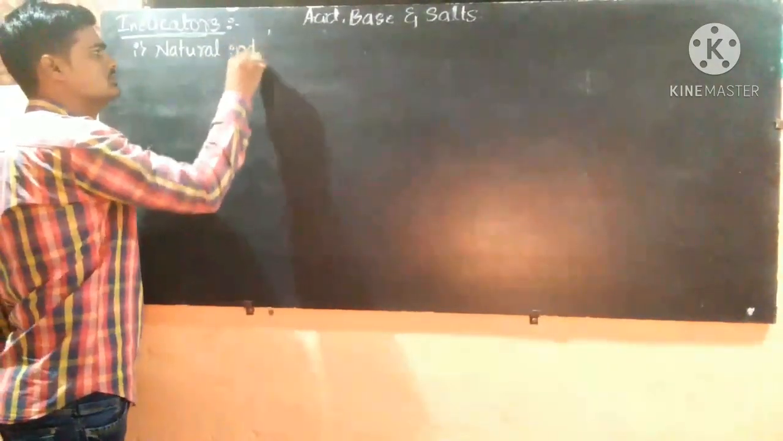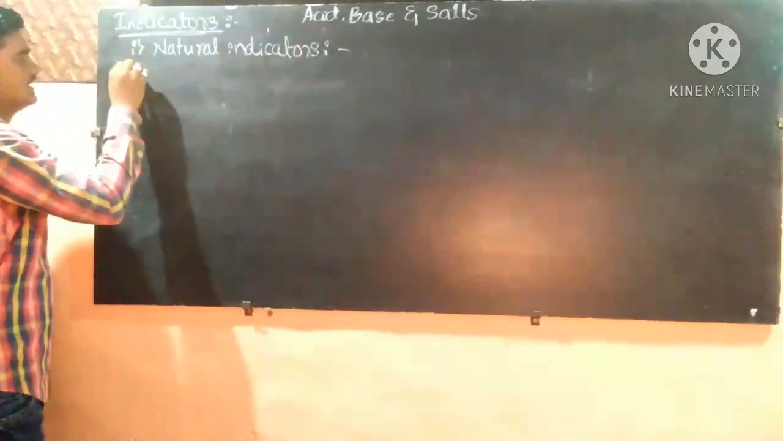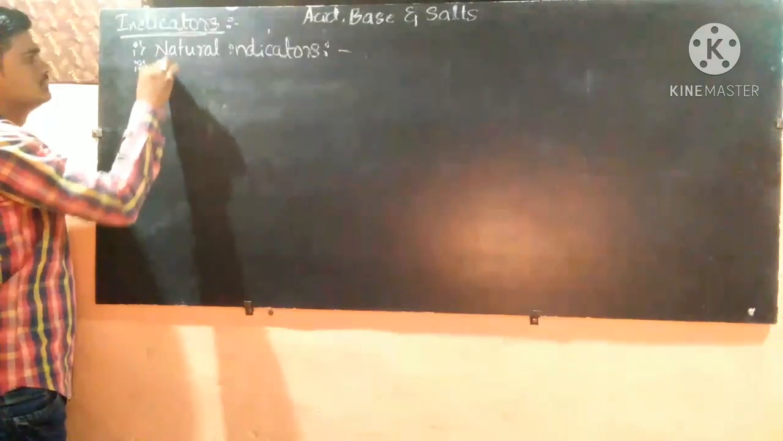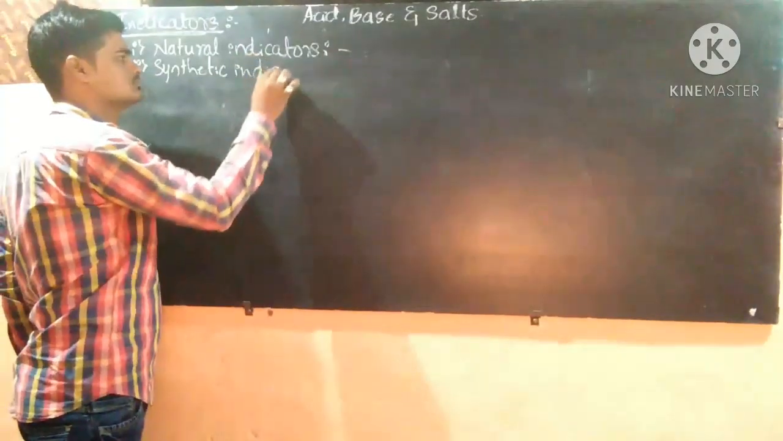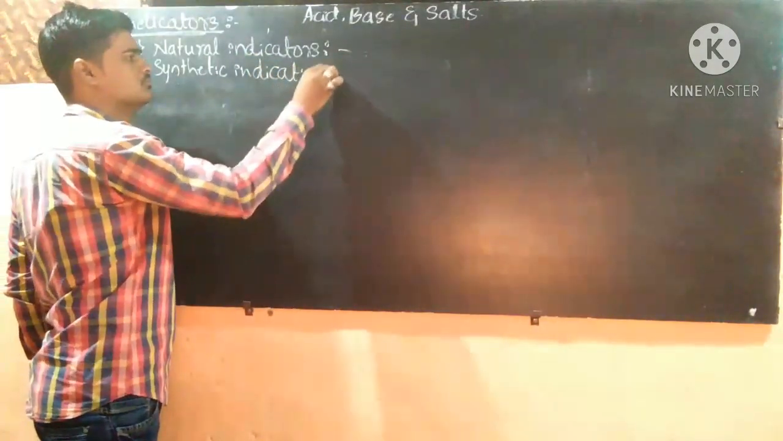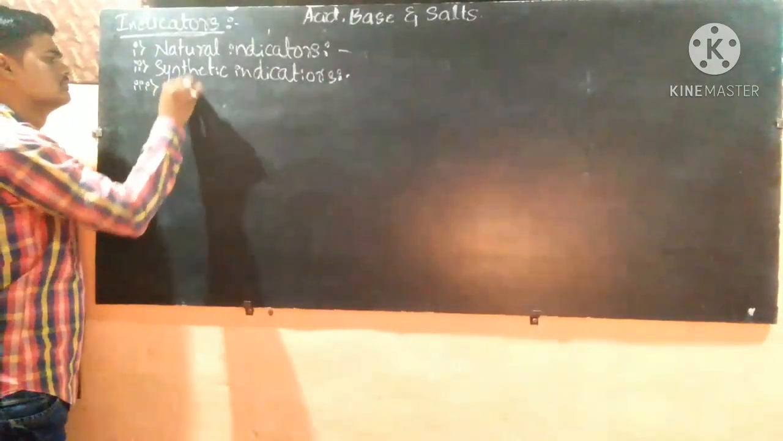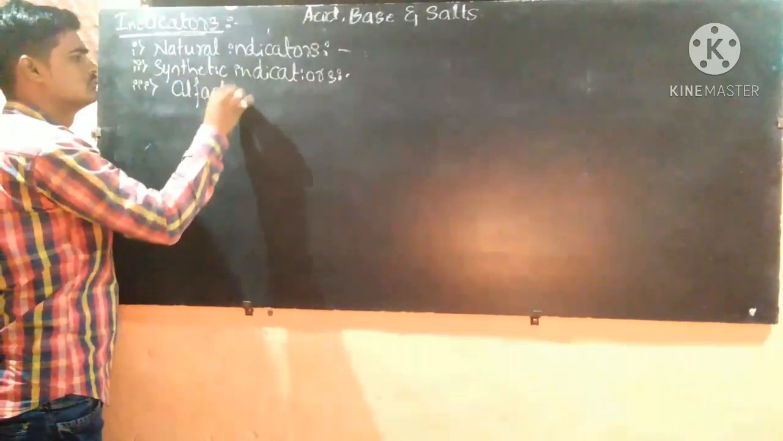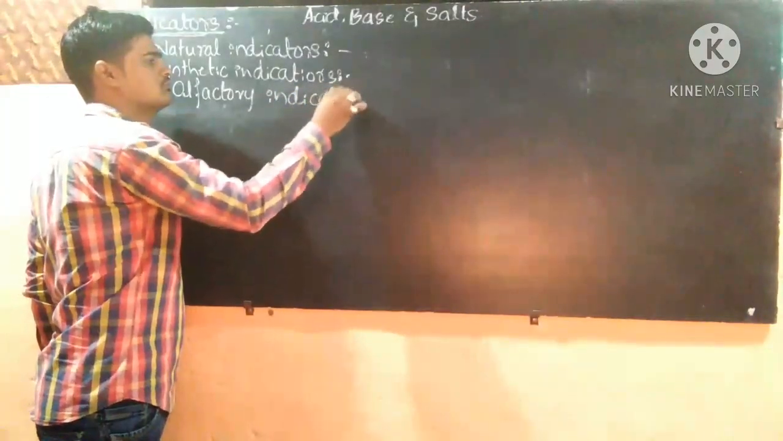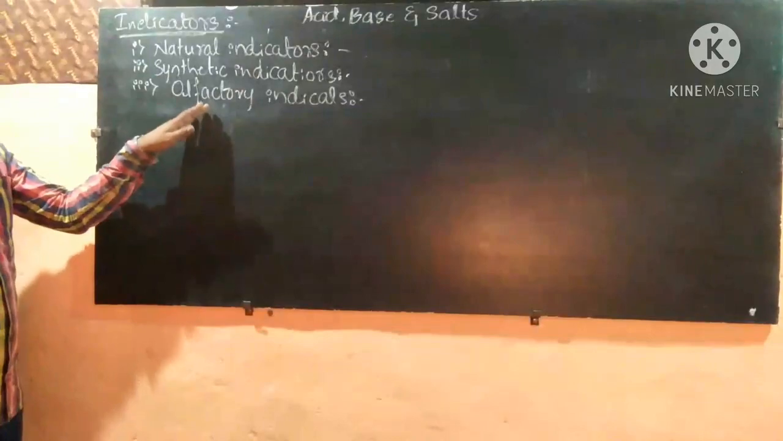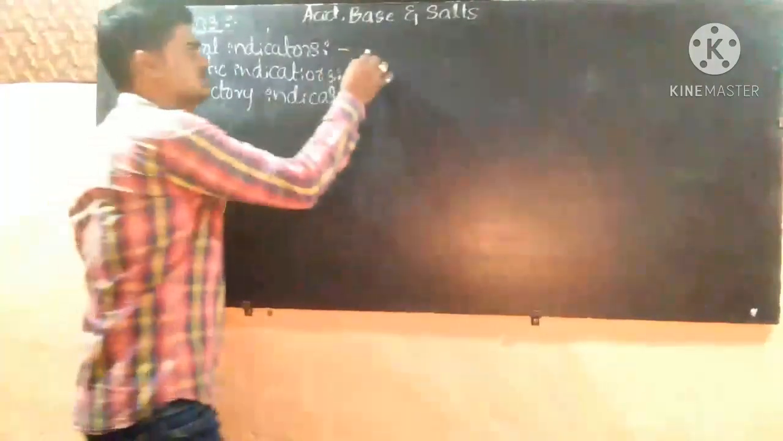natural indicators, the second one is synthetic indicators, and the third one is olfactory indicators. The natural indicators are mainly derived from plants.